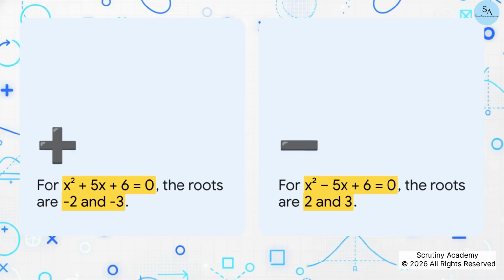Now, look at the second one. This time, we need numbers that multiply to 6, but add to -5. That has to be -2 and -3, which gives us roots of +2 and +3. Isn't that interesting? Just changing that one sign in the middle completely flips the signs of our final answers.